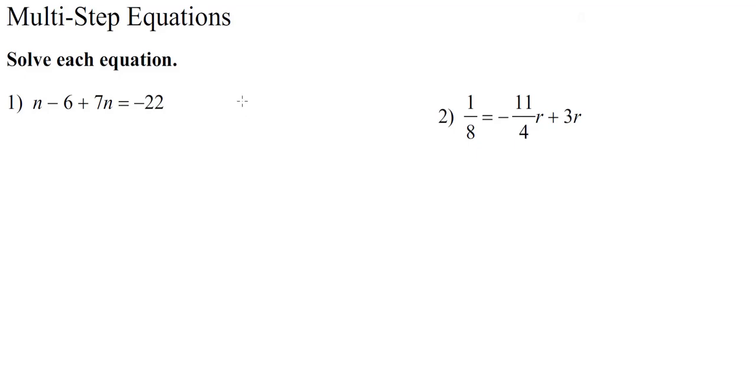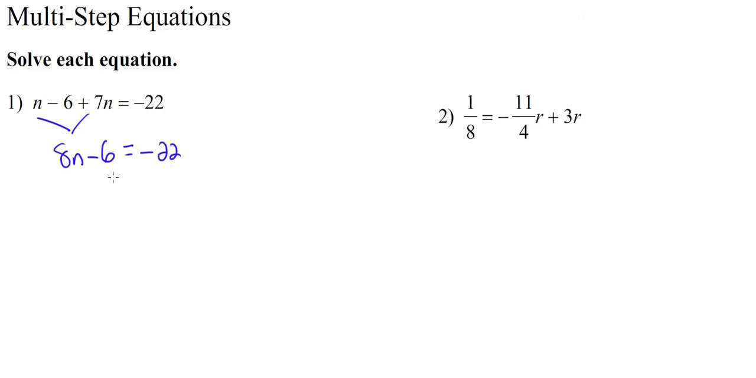All right, so here's our quiz review for solving multi-step equations. Taking a look at number 1, we have n minus 6 plus 7n equals negative 22. So our first step on the left side of this equation is we need to combine like terms. We have a positive 1n here and a positive 7n here, and we can put them together and make that positive 8n. So now we copy down the negative 6 and the equal sign and the negative 22.